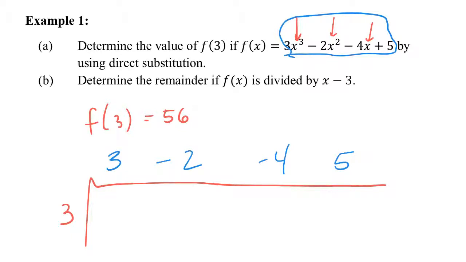Yeah, look at the descending values. Cubic, squared, linear, constant. I'm not missing any powers along the way. If I were missing the x squared term, I would have to put a 0 in the place for the x squared term. I always start with my highest degree and work my way down from there. Now, the first step for all of these problems is to take the first thing and just bring it down.